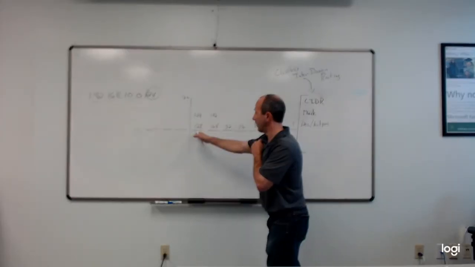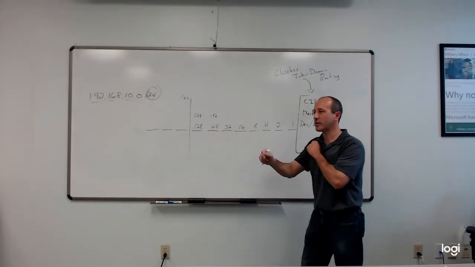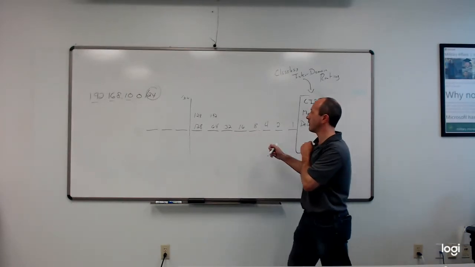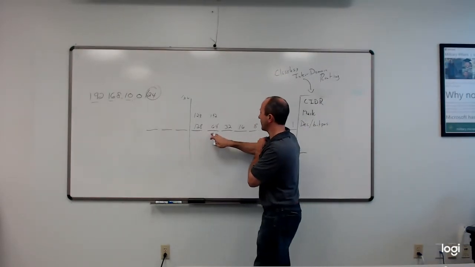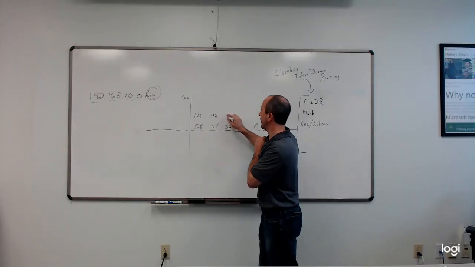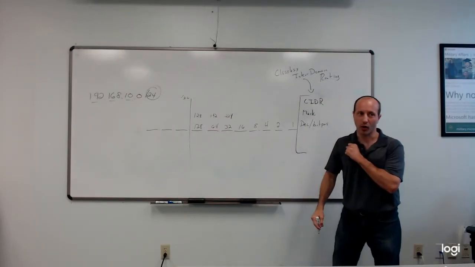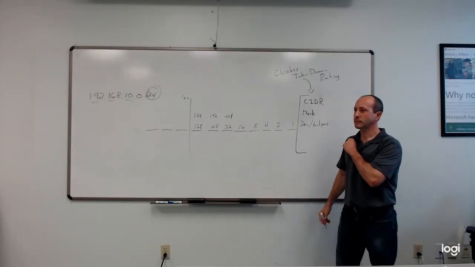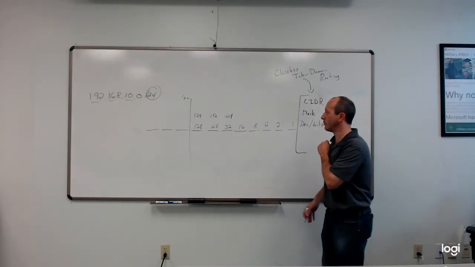Let's do the pattern. 3 bits on, the rest are off. 128, 64, and 32 mathematically add up to 224. Okay, well, there's the pattern.